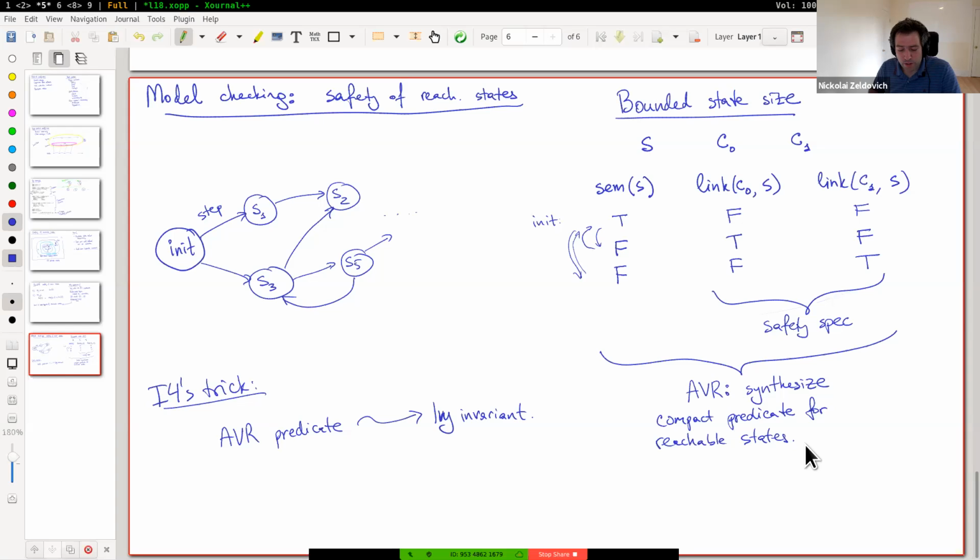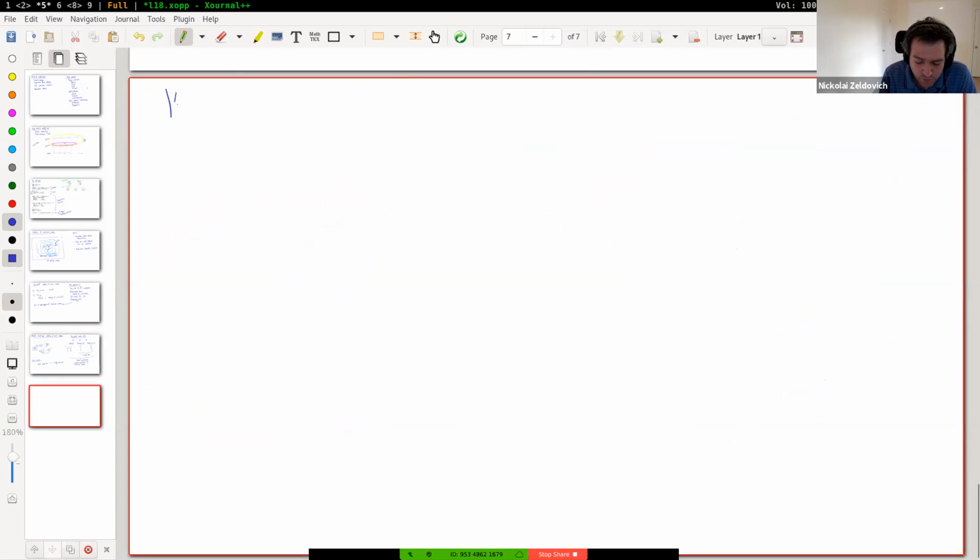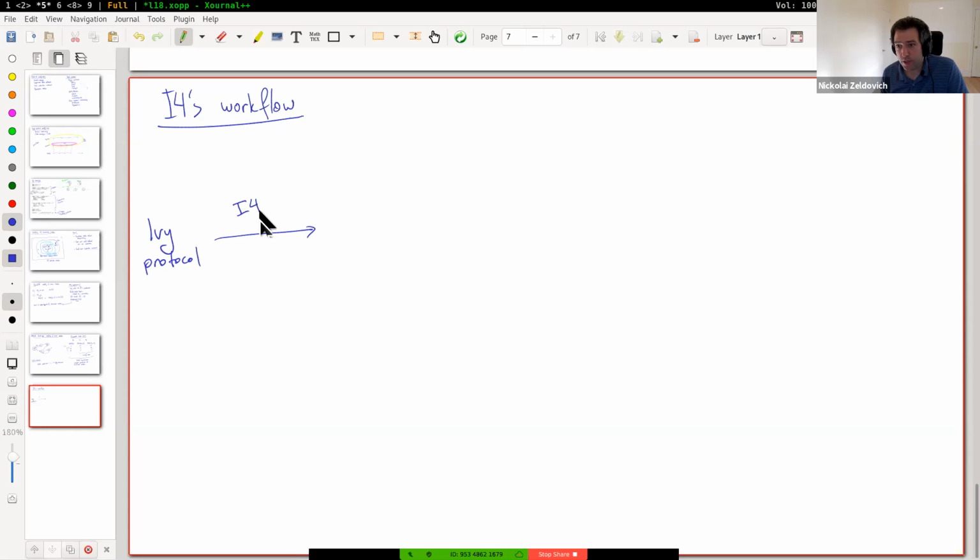Maybe to describe I4's workflow here. What happens in I4 is that you start out writing some protocol in Ivy. And I4 takes that protocol description and cooks up a small version of it that limits the number of clients, the number of servers. I think it basically guesses some small limit, like 1 or 2 or 3 for every one of those things, 1 server, 1 client to start with, and so on.